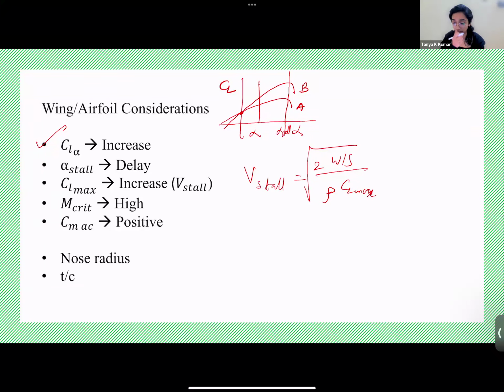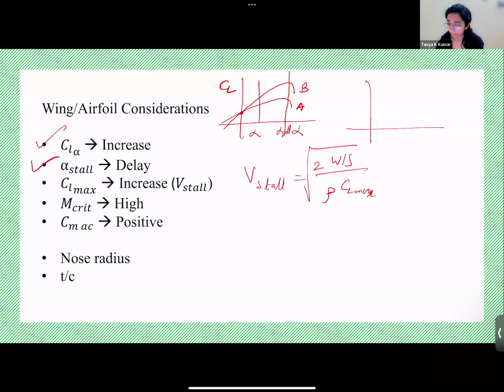All right. So these are the two reasons why CL alpha should be increased. First reason, for the same angle of attack, higher CL alpha gives you higher lift. Second reason, it reduces the stall speed. Okay, both necessary, desirable conditions. Next, alpha stall, we just discussed we need to delay it as much as possible. So pick an airfoil that gives you a delayed alpha stall.